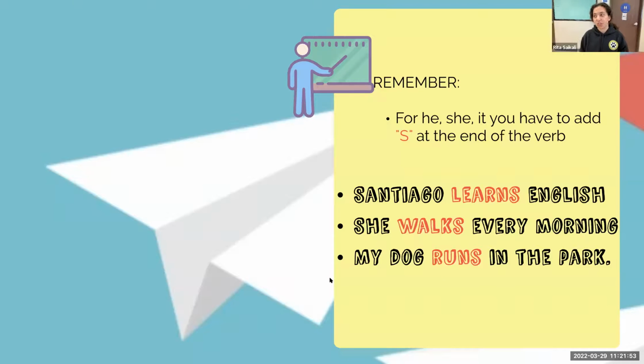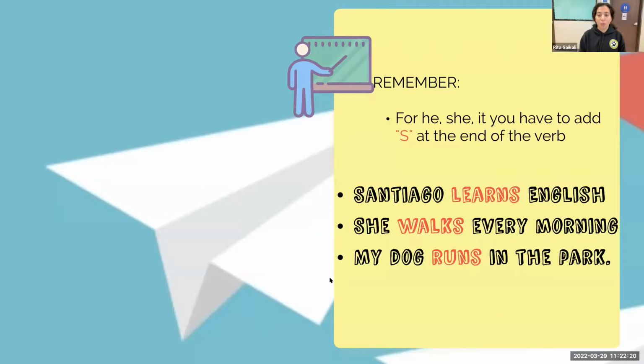If I were to change she to we, what do we think we use? We walk every morning. So no S. The only time we use S is when we are talking about a third person singular in simple present, okay?